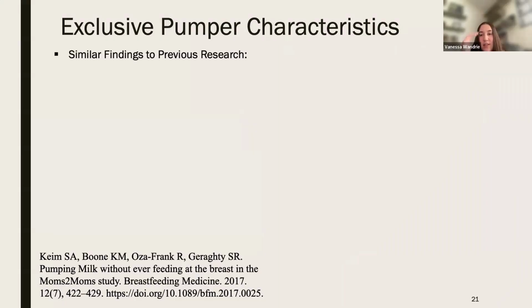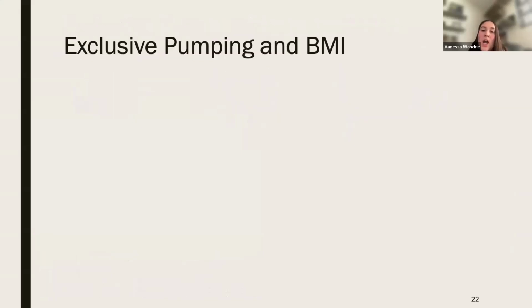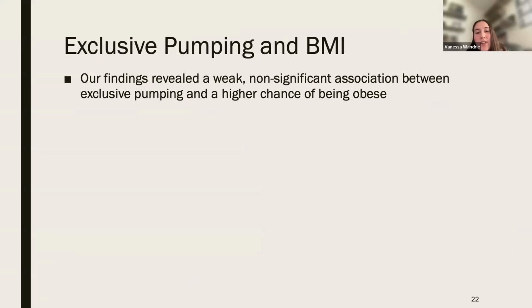We found similar findings to the existing literature in regards to characteristics among exclusive pumpers, as exclusive pumpers tended to have an education below a bachelor's, be white in terms of race, have lower annual household income, and receive WIC. Our findings revealed a weak, non-significant association between exclusive pumping and a higher chance of being obese. This remained non-significant across all models, even with different covariates added. However, there was a significant association when the reference group was changed to normal and overweight individuals while also excluding those who were considered underweight.